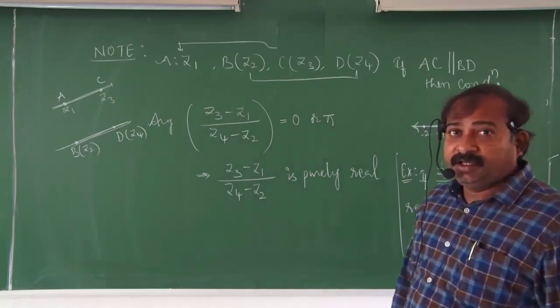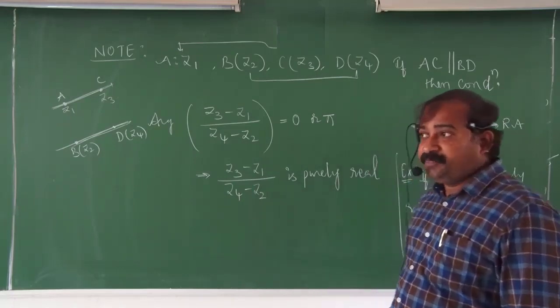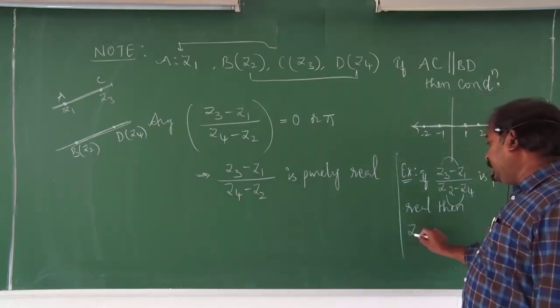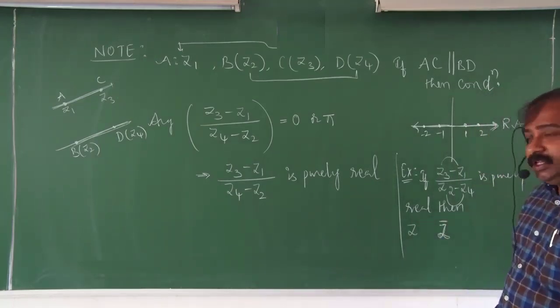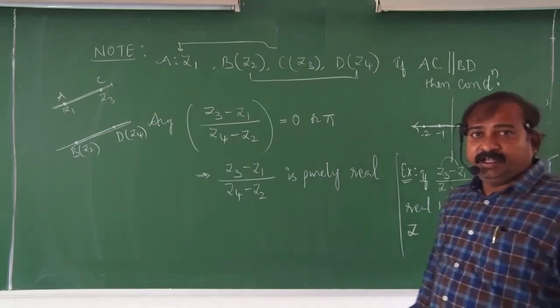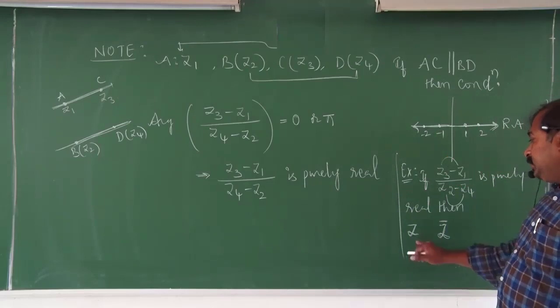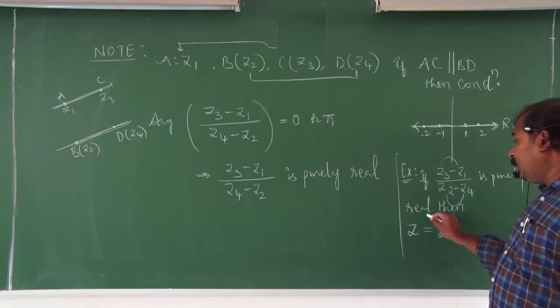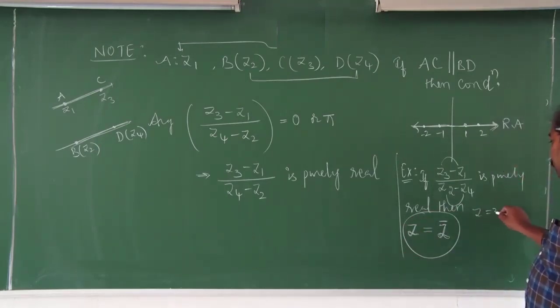For example, if you take any purely real number z, how are z and its conjugate related? If z is purely real, only the real part is there, there is no imaginary part. If z is purely real, then z and z conjugate are equal. This is also one more important point. For example, if z equals 3, then z conjugate is also 3 only, since it is purely real.